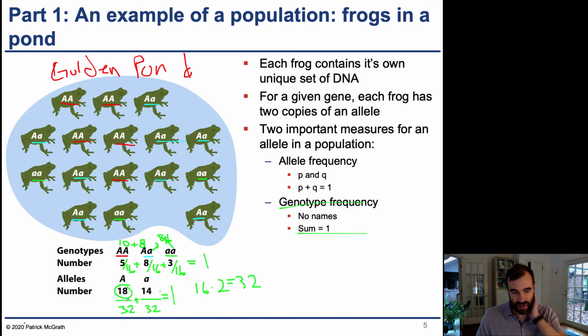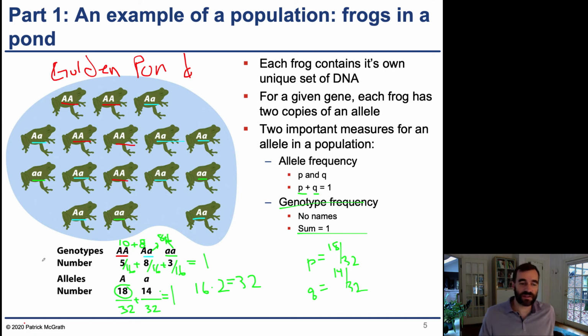And the first number would be 18/32, and the second number would be 14/32. So these are given the names P and Q. In this case, P would be equal to 18/32, and that's the frequency of the capital A allele. And then Q equals 14 over 32, and that's the frequency of the little a allele.